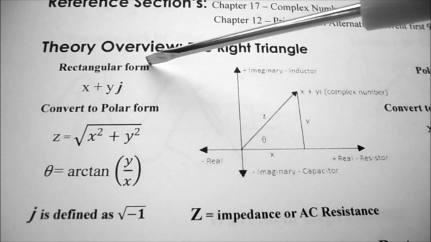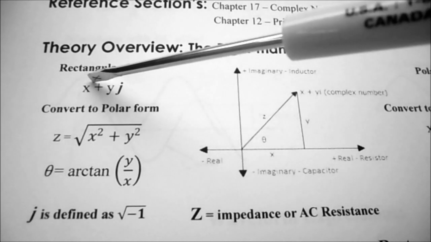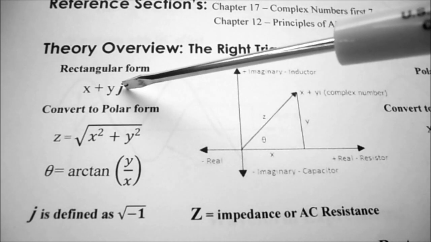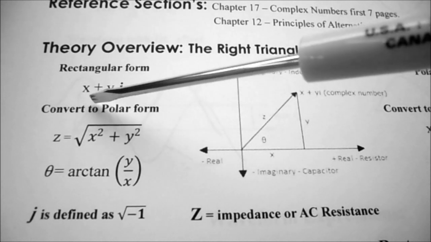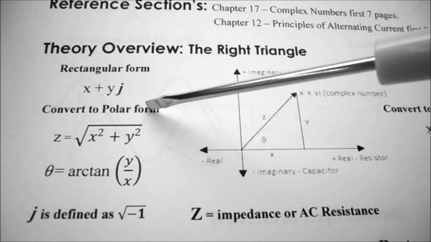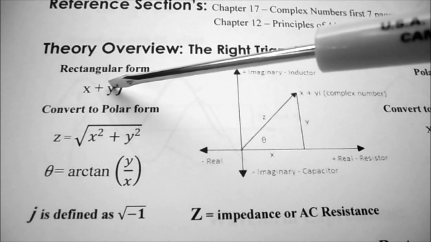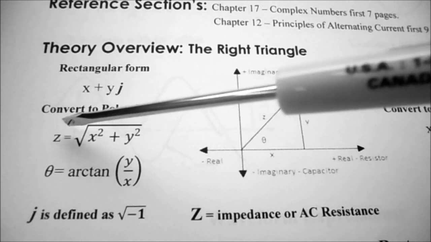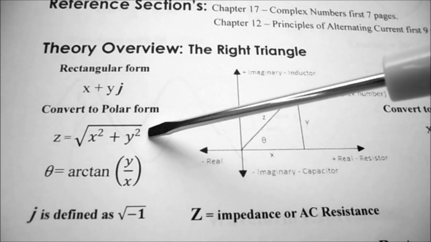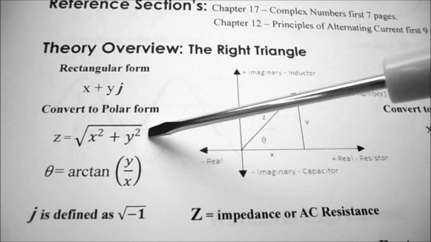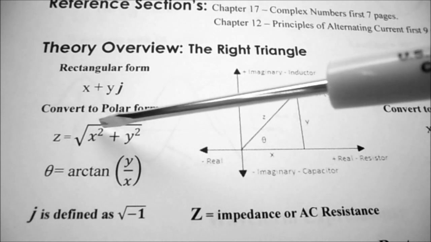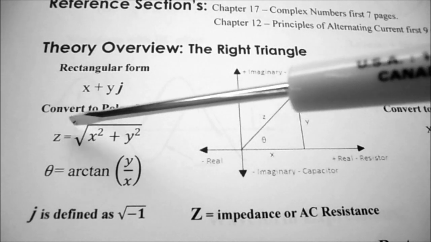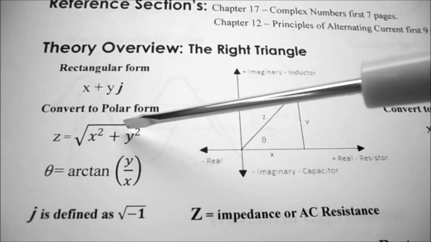So you can see in the rectangular form, the formula is X plus Y J, and we're using J instead of I so that we don't confuse it with the current. So converting to the polar form, we've got X and Y. We want to find out what Z is, and I think we all recognize Pythagorean's theorem, and that stated that Z squared is equal to X squared plus Y squared, so Z is equal to the square root of X squared plus Y squared.